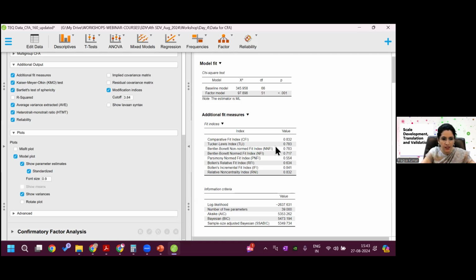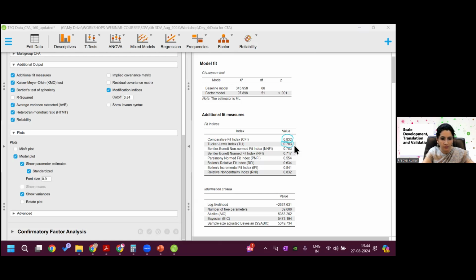Now coming to the other fit indices. I asked you to see only 4 fit indices, which is the comparative fit index. The value should be more than 0.9, but it is 0.83. So it is compromised a little. For Tucker-Lewis, it should be more than 0.8, it is 0.7. Again, you can see a lot of other model fit indices, but you don't have to report these.